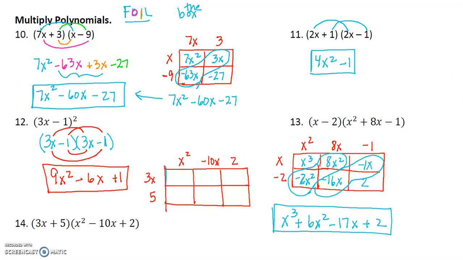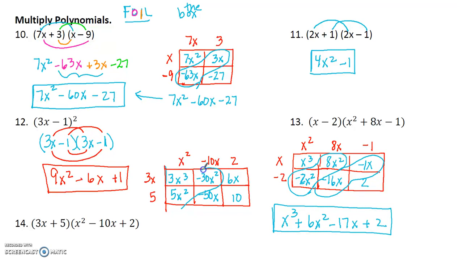All right, let's multiply. 3x times x squared is 3x cubed. 3x times negative 10x is negative 30x squared. 3x times 2 is a positive 6x. 5 times x squared is a positive 5x squared. 5 times negative 10 is a negative 50x. And then 5 times 2 is a positive 10.